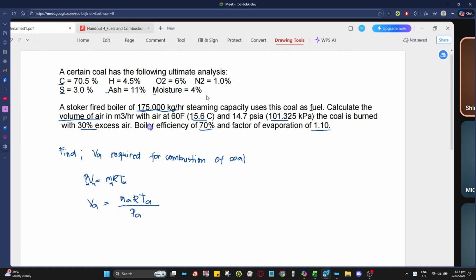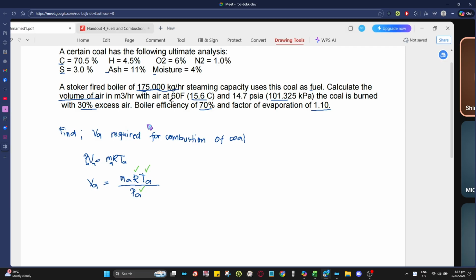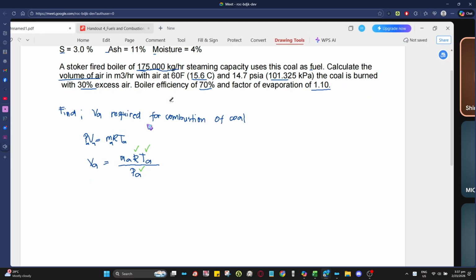We have R, we also have the temperature of the air and the pressure of the air. So we have to find the mass of air. How will we get the mass of air? So, solving for the mass of air.